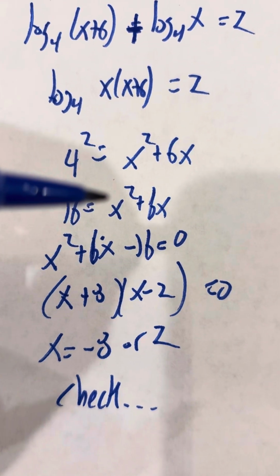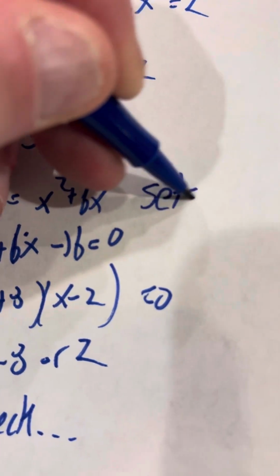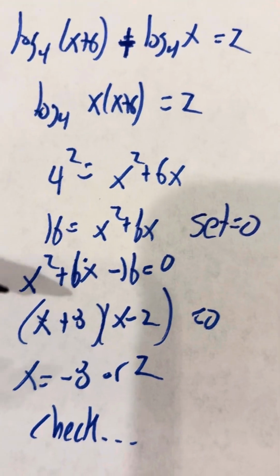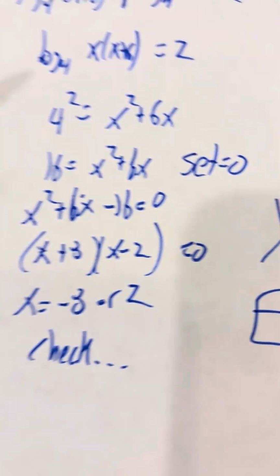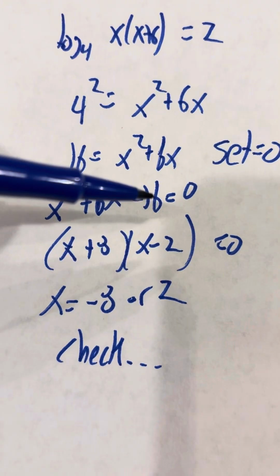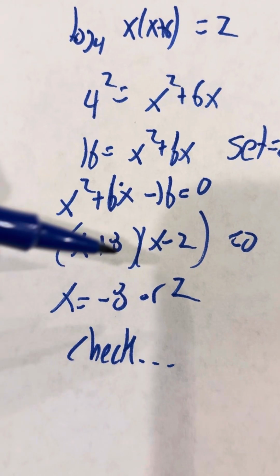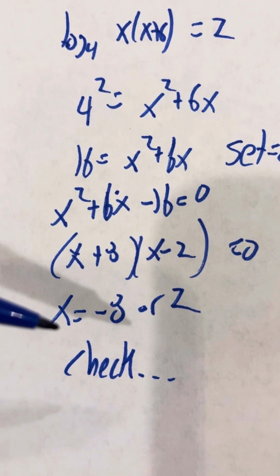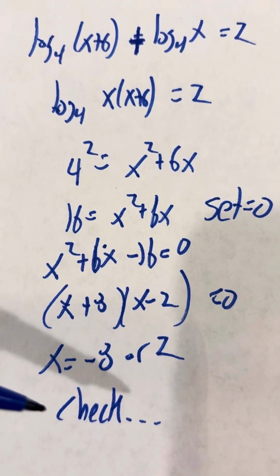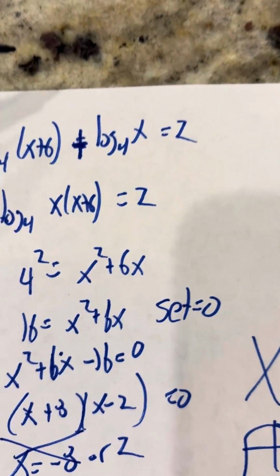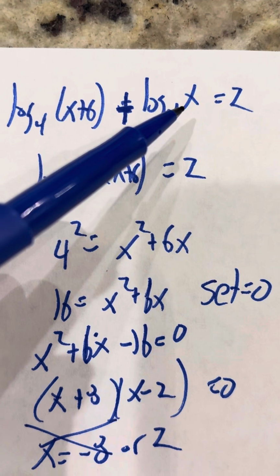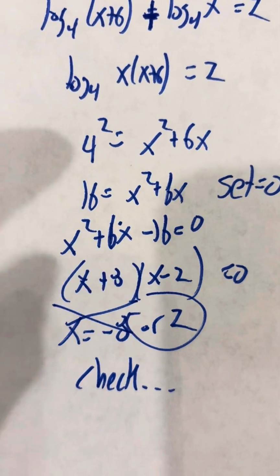Now this is just a quadratic. Subtract 16 from both sides, so we're setting this equal to 0. And then you'd probably do your little box and diamond or whatever, but I just like thinking about FOIL. What factors of 16 add up to 6? 8 and 2. So x could be -8 or x could be 2, but check ourselves. This -8 is going to be a problem. We can't have the log of a negative number, so there's only one answer, 2. Just make sure to check your answers.